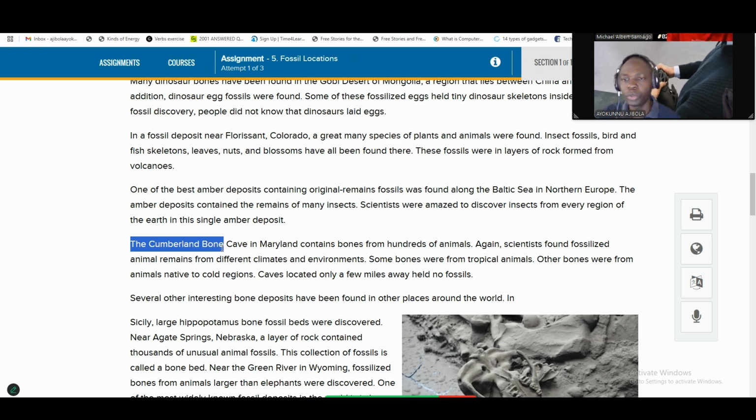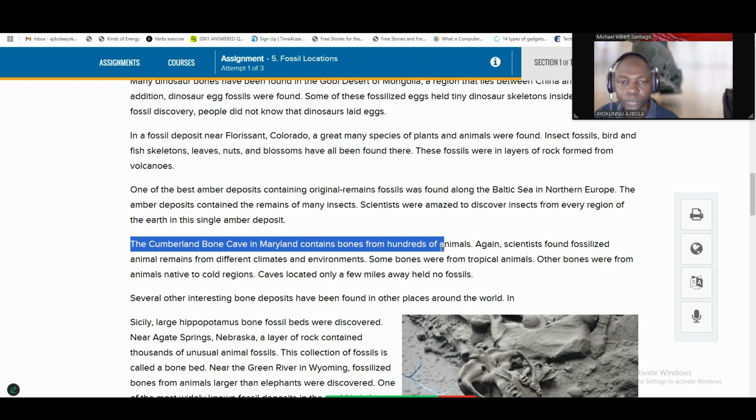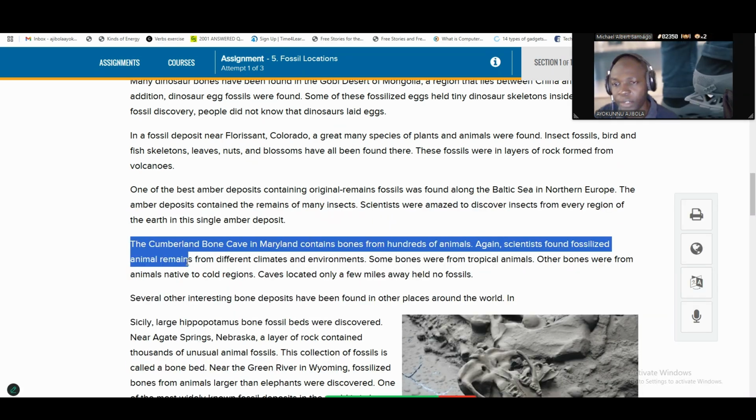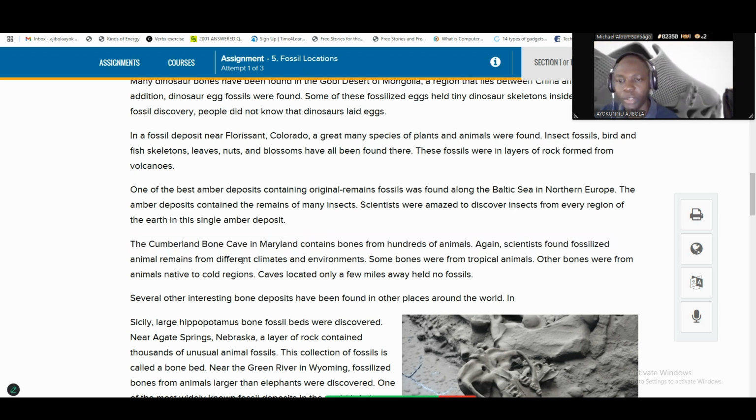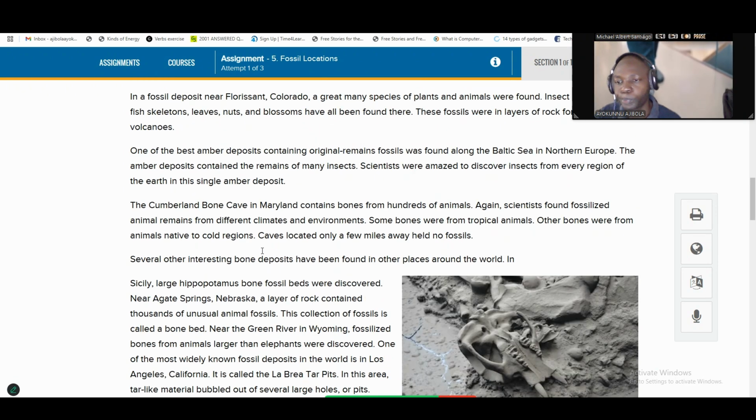And the next thing is the Cumberland Bone Cave in Maryland. It contains bones from hundreds of animals. Again, scientists found fossilized animal remains from different climates and environments. Some bones were from tropical animals, other bones were from animals native to the cold region, and caves located only a few miles away held no fossils.